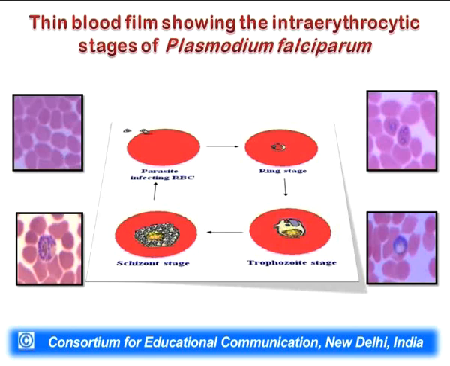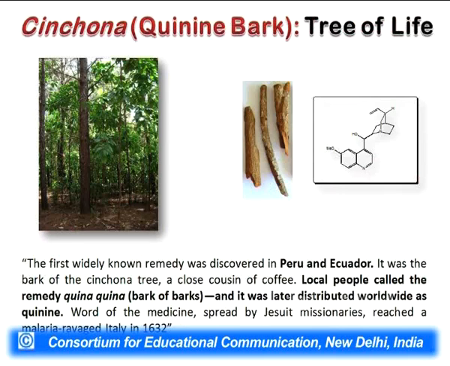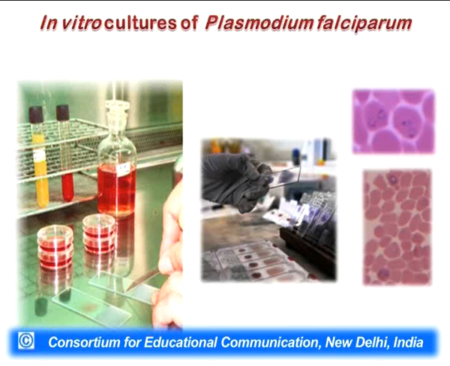Subsequently, there are other diagnostic techniques which use ELISA, called rapid diagnostic tests, through which he further confirms the presence of the malarial parasite. But this thin blood film is recommended by the WHO as the gold standard for observing malarial patients under the microscope. Now, these malarial parasites can be cultured in laboratory conditions.